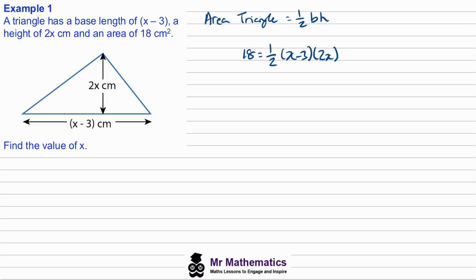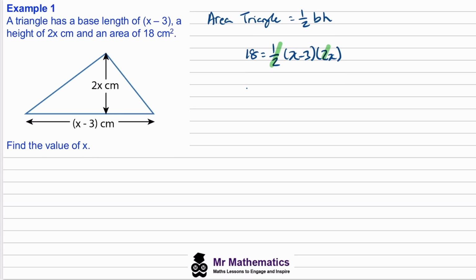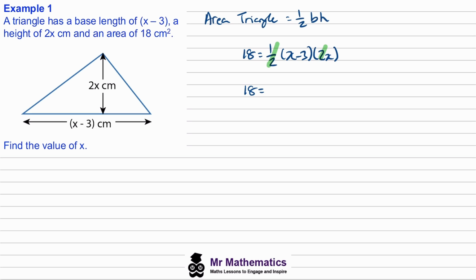We can simplify the right-hand side by cancelling this 2 with this half, and we can expand out the bracket. So 18 will equal x squared minus 3x. And now because we have a quadratic, we'll make it equal 0. We'll take away 18 from both sides, and we get x squared minus 3x minus 18.